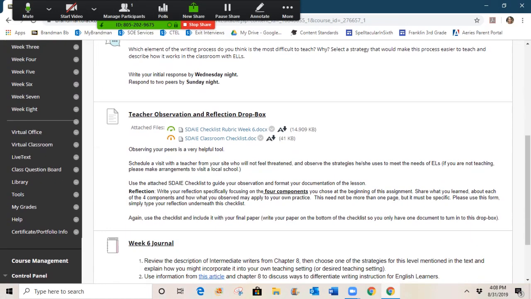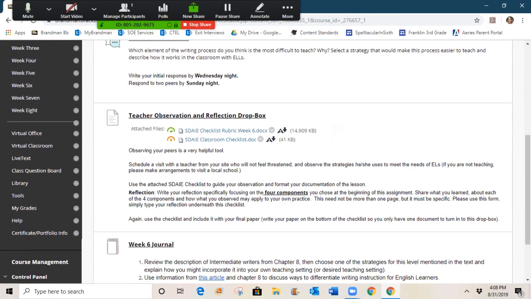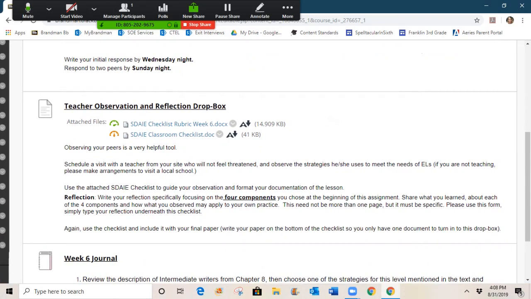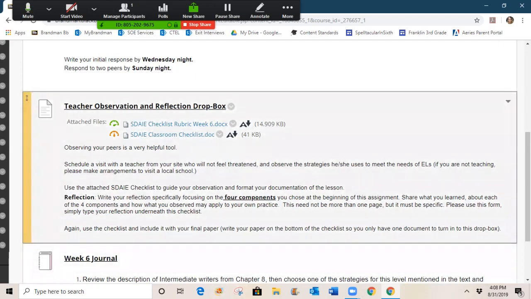You are required to do a teacher observation. So schedule a visit with a teacher and observe the strategies that he or she uses to meet the needs of English learners. Okay, so there's a checklist that you're looking at. You are looking for certain parts of the SIOP components, and that will make more sense to you once you read through this checklist and the rubric.